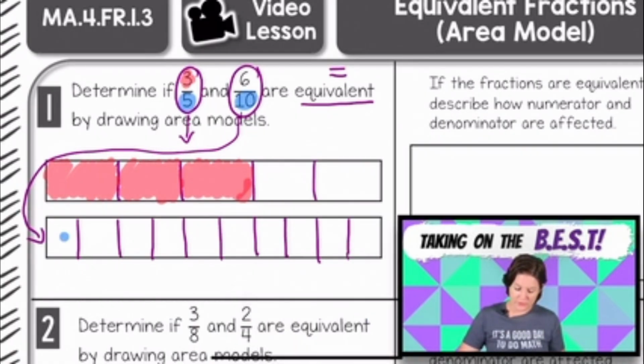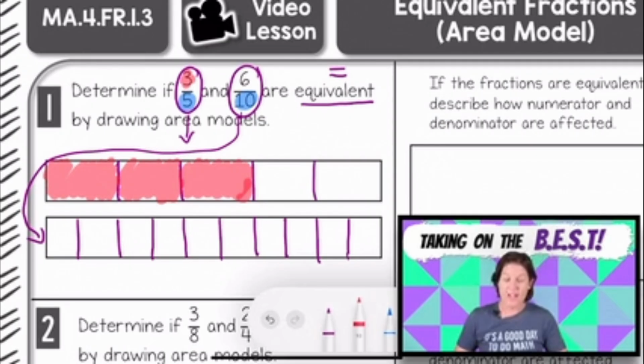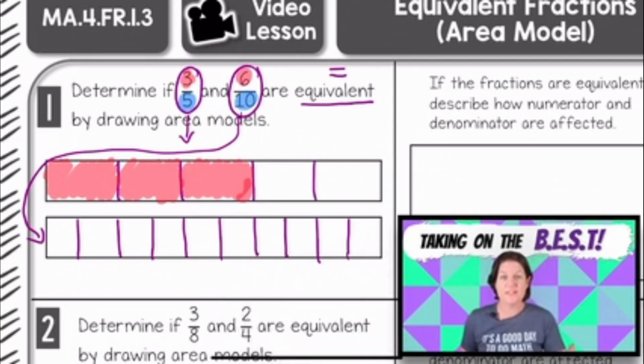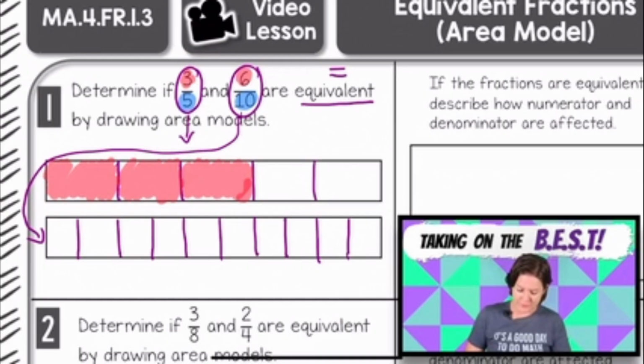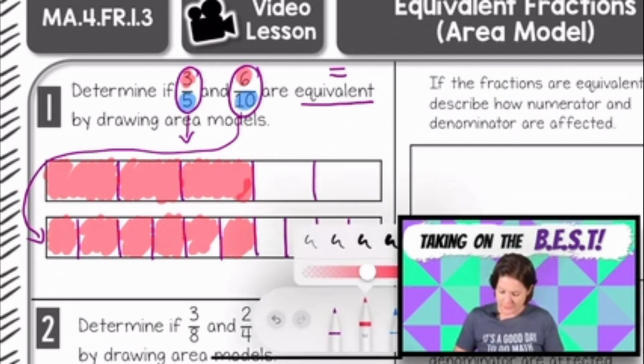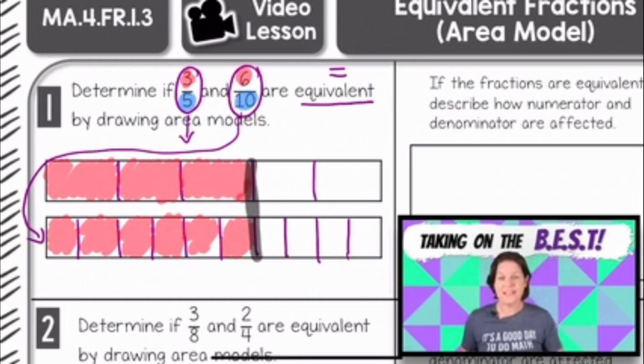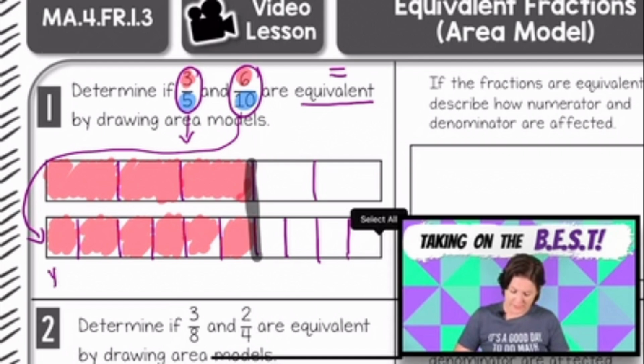Let's check that. We have 1, 2, 3, 4, 5, 6, 7, 8, 9, 10. Awesome, so now we need to shade in 6 equal parts because that's our numerator. So let's do that. 1, 2, 3, 4, 5, and 6. And we can see right here, that they actually both land at the same spot. So they are equivalent fractions. We can say, yes, they are equivalent.